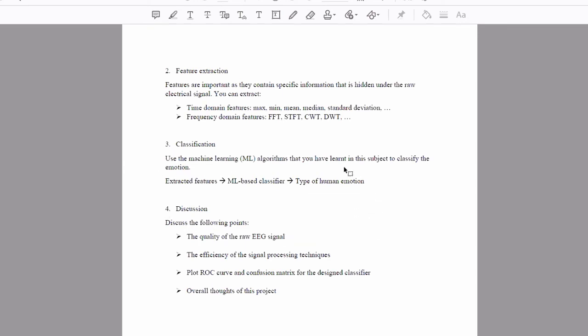And after you get the result of your classifier, you can develop a more detailed discussion for this project. A few points I've written here. You can talk about the quality of the EEG signal, and whether there are any other ways to improve the part where you collect the signal itself or when you do the experiment. Another thing is you can talk about the signal processing techniques that you implemented. You can talk about the classifier design and the overall project.